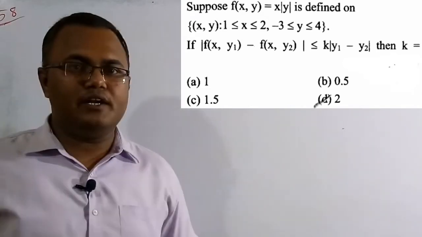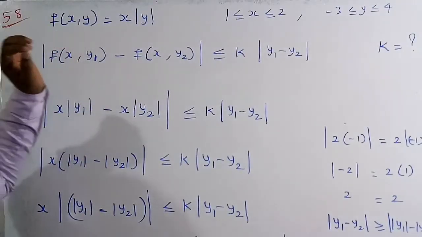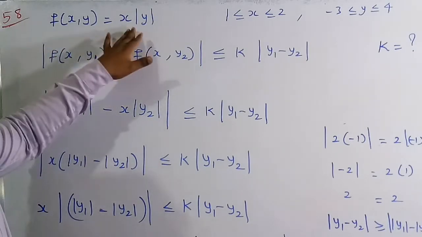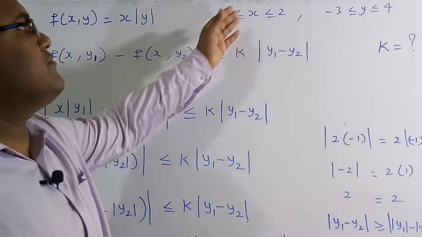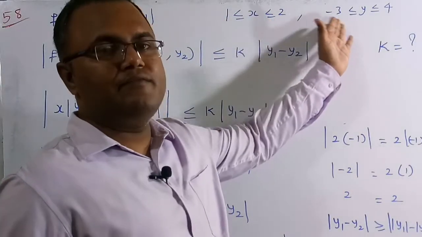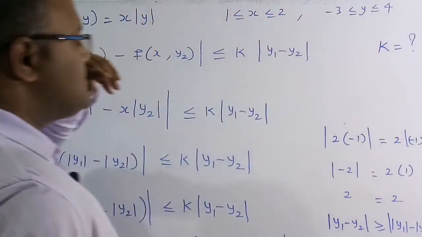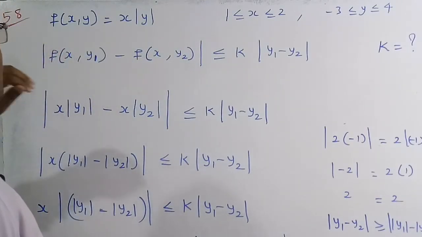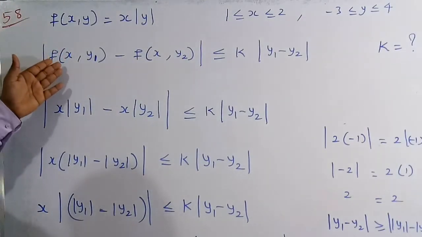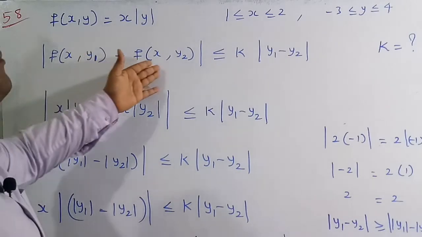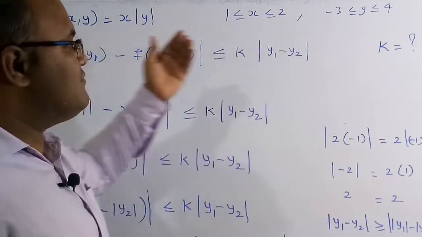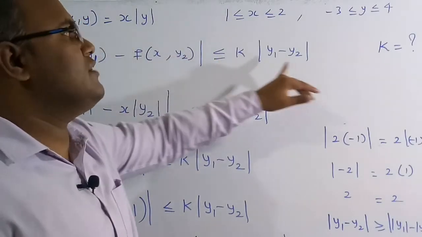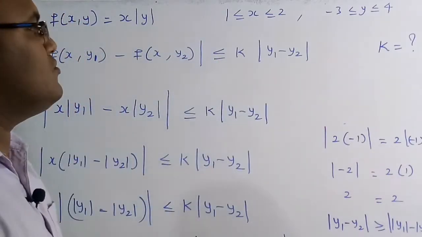So let's solve this numerical. In the question they have given that f(x, y) is equal to x times mod y, and this function is defined in the range where x varies from 1 to 2 and y varies from -3 to 4. Based on these values, they have given a condition: modulus of f(x, y1) minus f(x, y2) is less than or equal to k times mod of y1 minus y2. If this is the condition, what is the value of k? That is what we need to figure out.